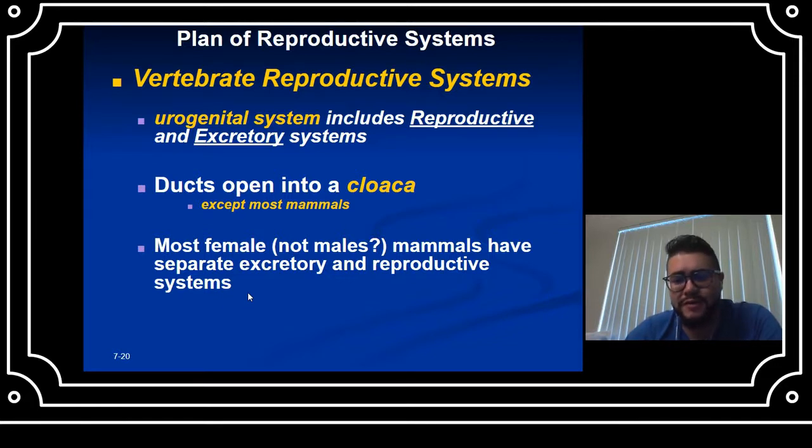Most female mammals specifically have separate excretory and reproductive systems. All right. The main reason for that is basically because you do not want your body waste mixing with the young, right? You don't want the developing young to also be coming in contact with urinary waste and digestive waste. And so those areas of the body are separate.